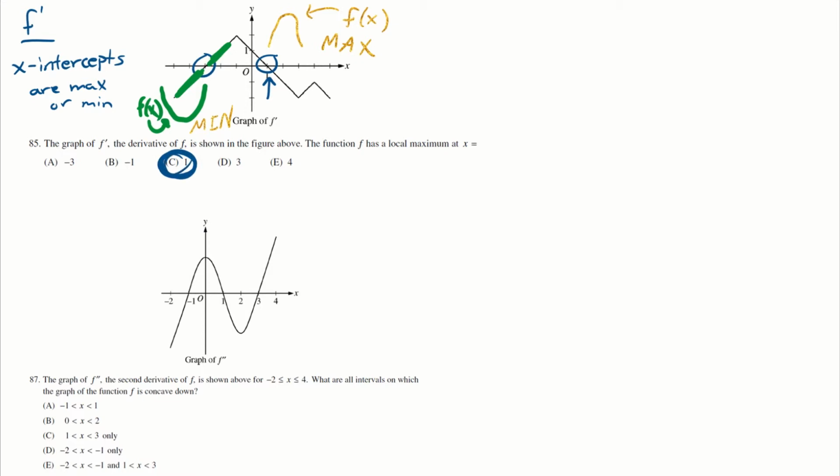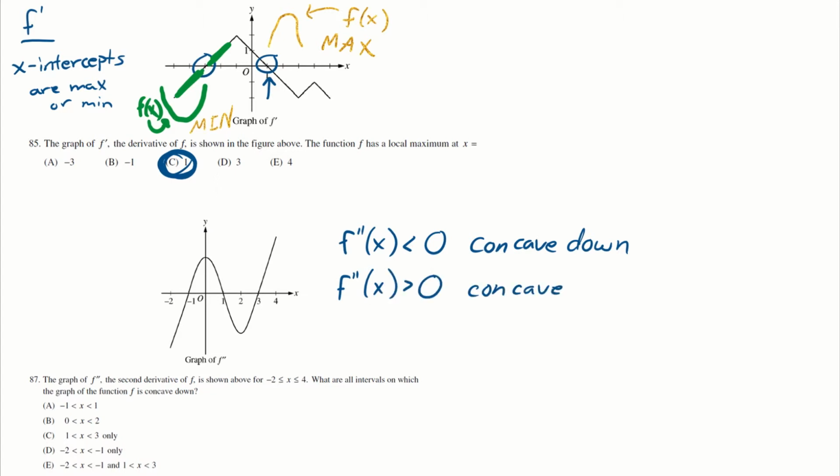Now, 87 says I have the graph of f double prime, the second derivative of f. What are all the intervals on which the graph of f, so the original function, is concave down? How do I figure out where it's concave down? Remember, if f double prime of x is less than 0, the graph is concave down because the slope is decreasing. If f double prime of x is greater than 0, then it's concave up.